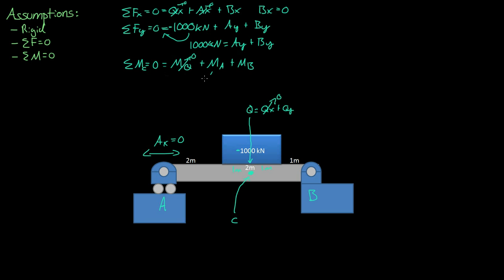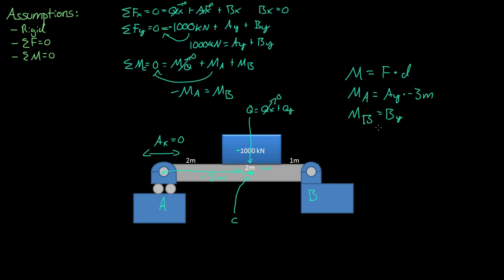So with a little bit of rearrangement, moving that over there, we get the negative moment of A must equal the moment of B. If we remember that the moment is equal to the perpendicular force times the lever arm distance, then the moment for A is Ay times the negative 3 meters. Let's do the moment for B. The moment for B is equal to By times 2 meters.